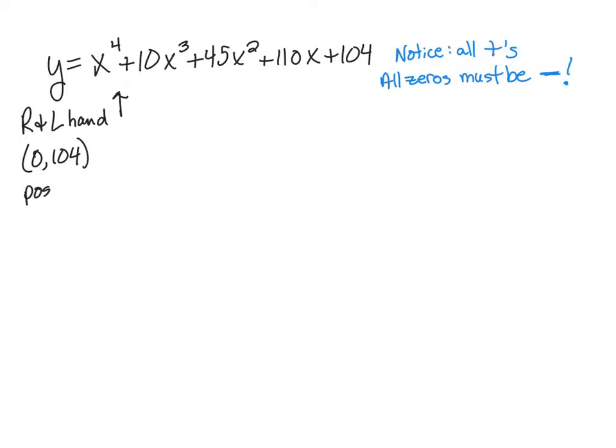Y-intercept is 104. I'm not going to count out 104 on the y-axis. I'm just as lazy as you are. Possible zeros will be the factors of 104 because this guy's a 1. So watch what I do over here. I've got to get all the factors.